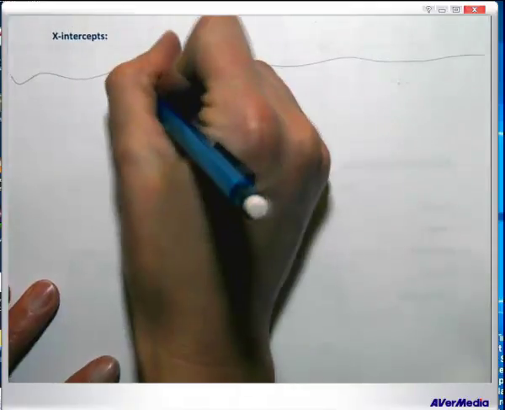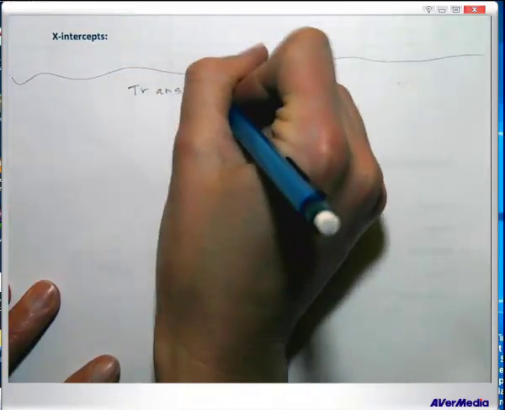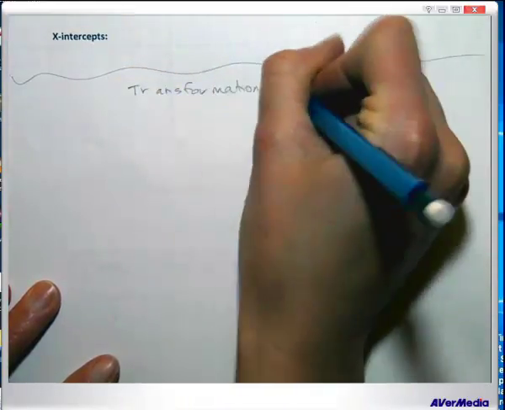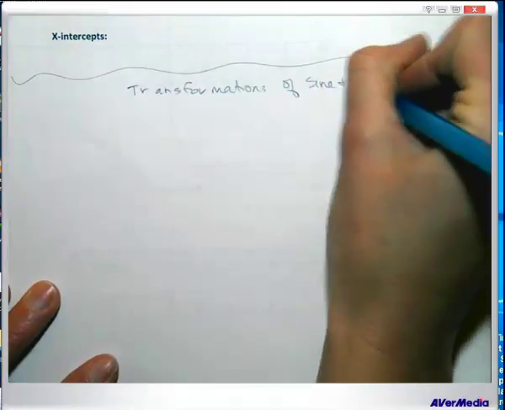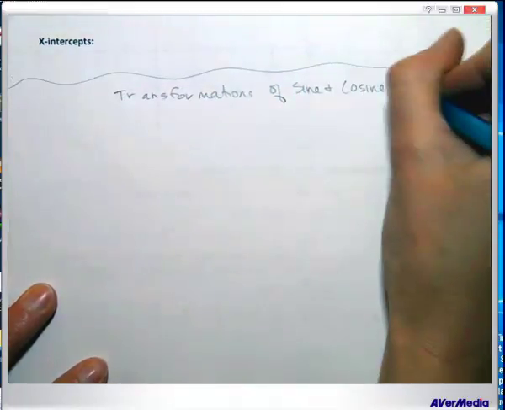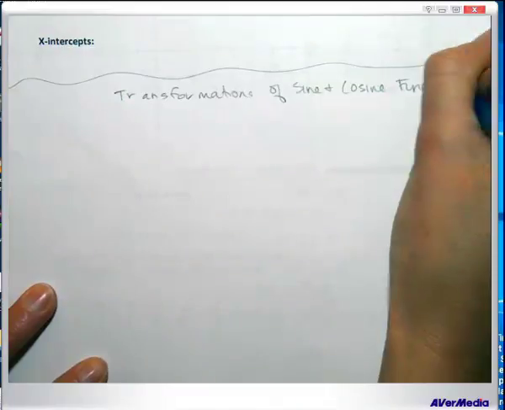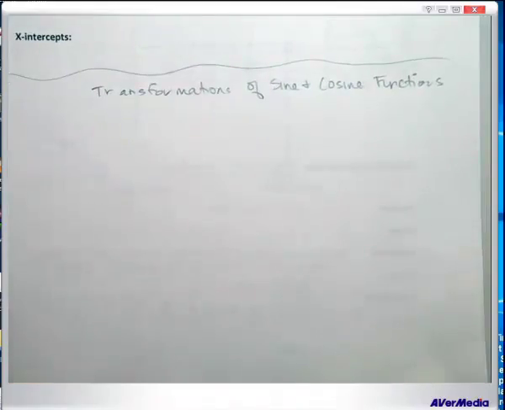Go to the back page at the bottom. And we're going to talk now about transformations of the sine and cosine functions. So copy this down as notes. You should have some space. The second half of that back page has some space on it.